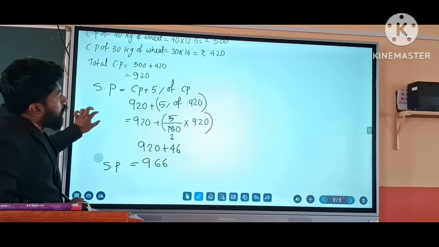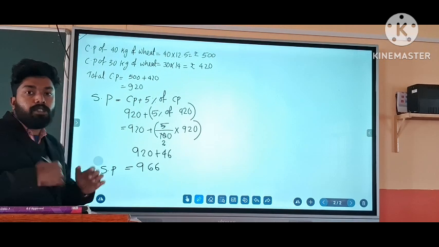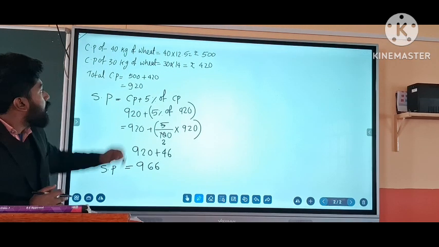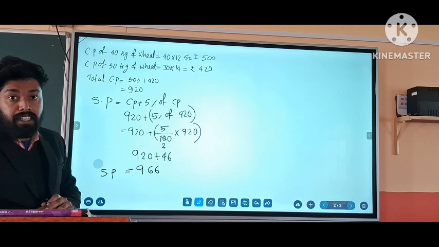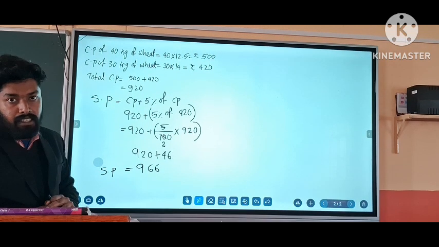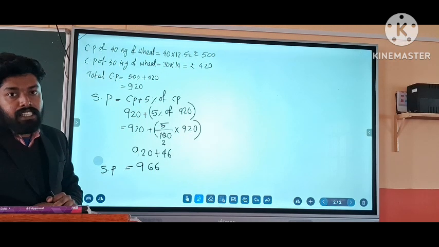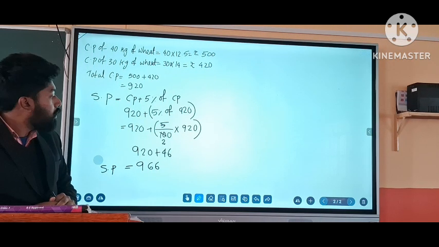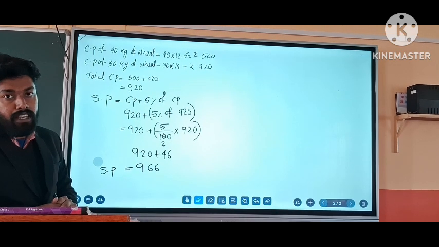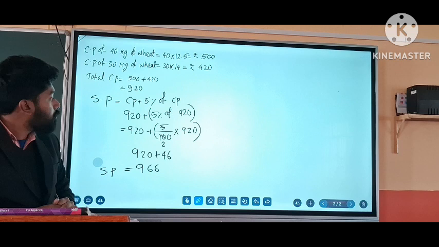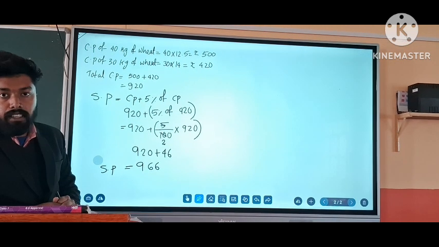And how many kilograms of wheat did he sell in the transaction? Yes, 40 plus 30, that is 70 kilograms of wheat. So if he sells 70 kilograms of wheat, the total selling price must be 966, then only can he make a 5% gain. Is it clear?